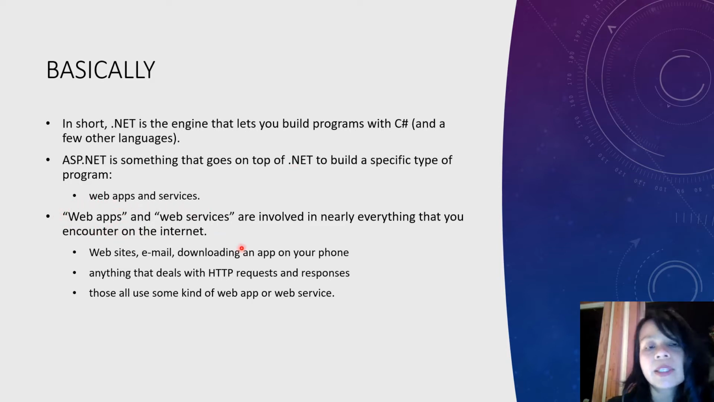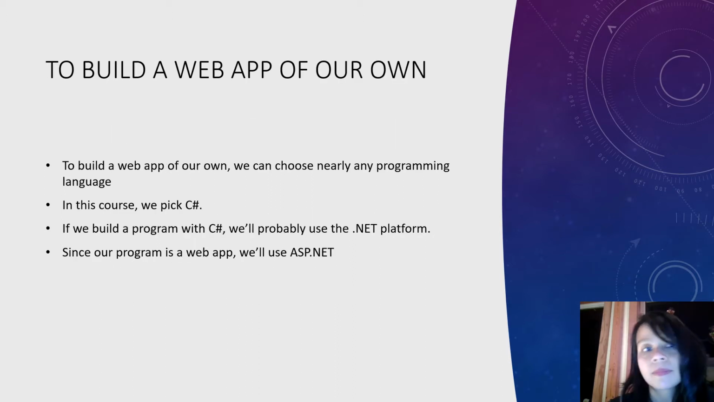Web apps and services are involved in nearly everything that you encounter on the internet, like websites, emails, downloading an app on your phone. So basically anything that deals with HTTP request and response, those all use some kind of web app or web service. So to build a web app of our own, we can choose nearly any programming language. Of course, in this course, we pick C#. If we build a program in C#, then we'll use the .NET platform. And since our program is a web app, we'll use ASP.NET.